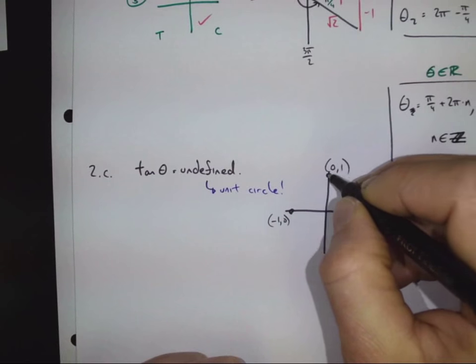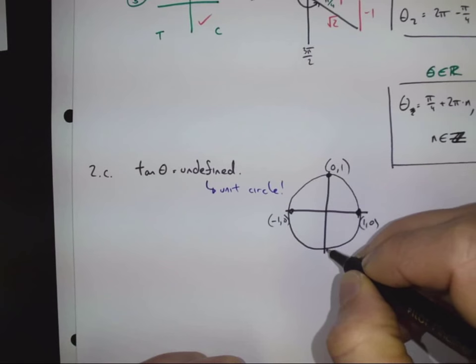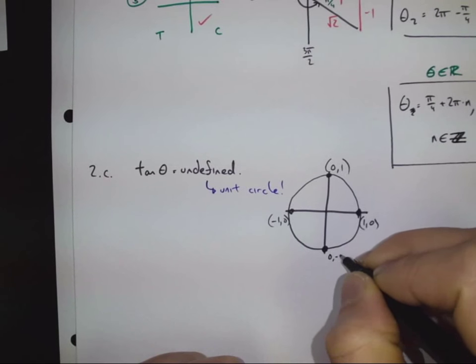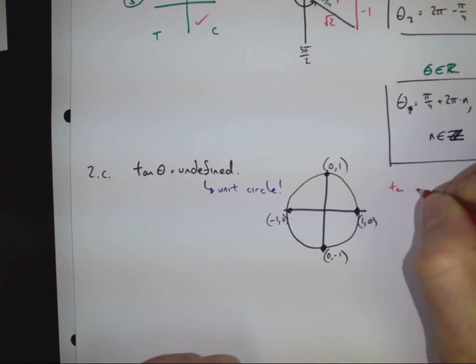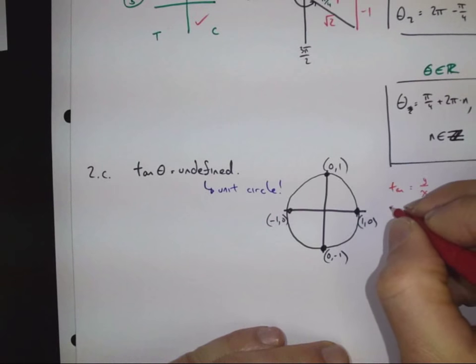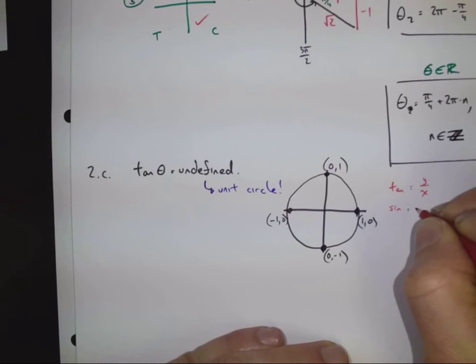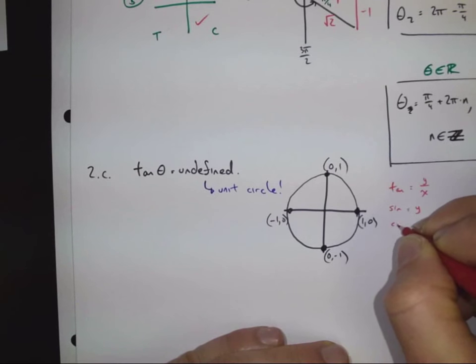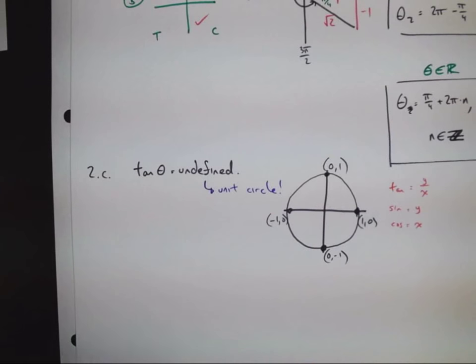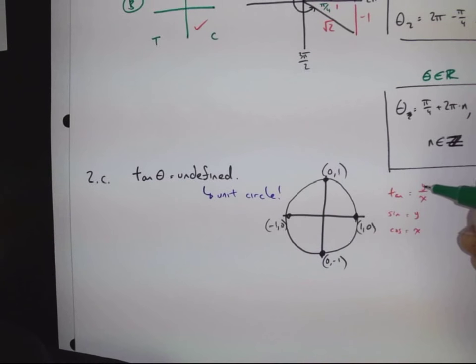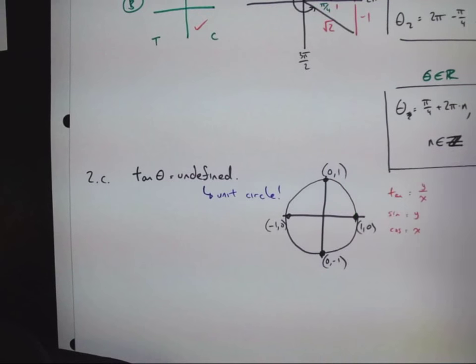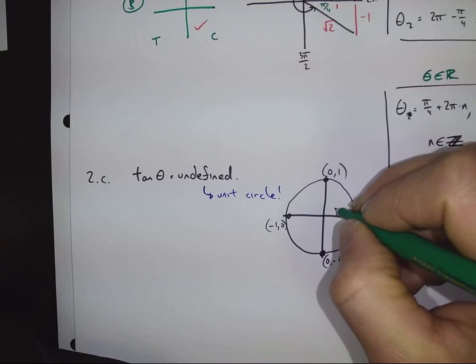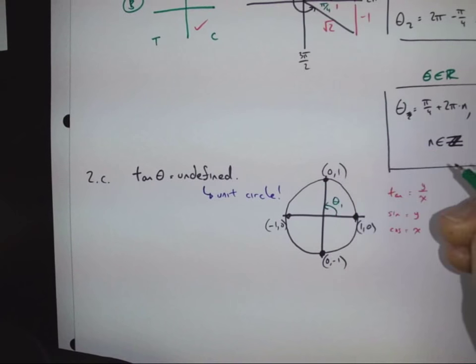I haven't drawn the circle yet. The circle's here, of course. And 0, negative 1. And so we know that tan always corresponds to the y-coordinate divided by the x-coordinate. And of course, while we're at it, sine is always equal to the y-coordinate on the unit circle, and cosine is always the x-coordinate on the unit circle. Okay, so where are we undefined? Where, when we divide y by x, are we undefined? Well, if I divide y by x here, I get 1 over 0. So that's undefined. So that's theta 1 is pi by 2.